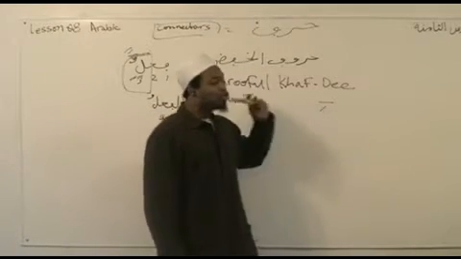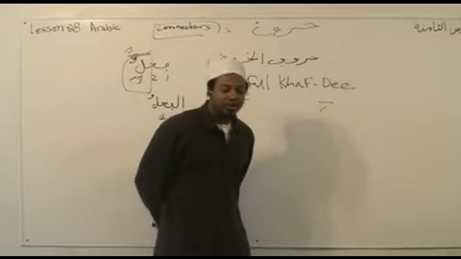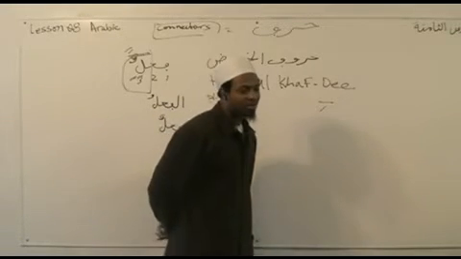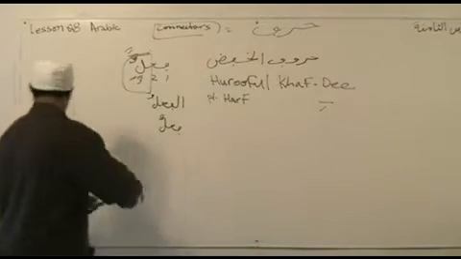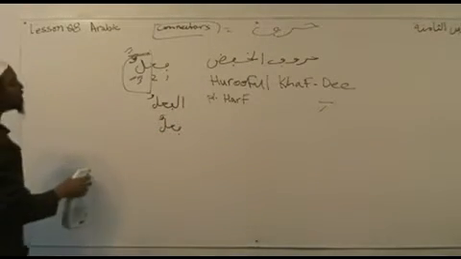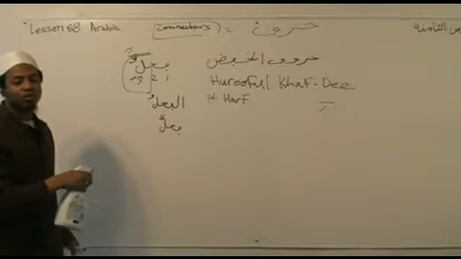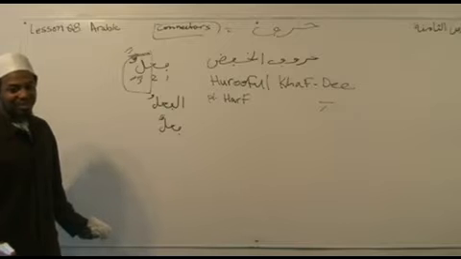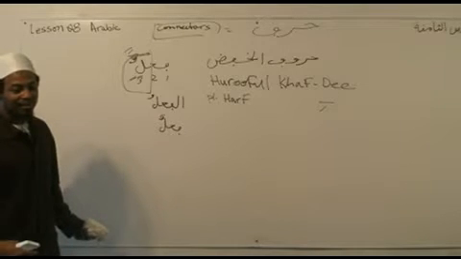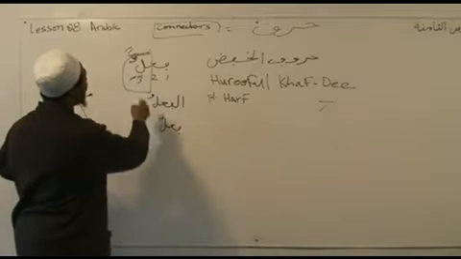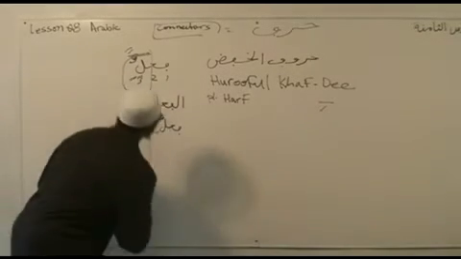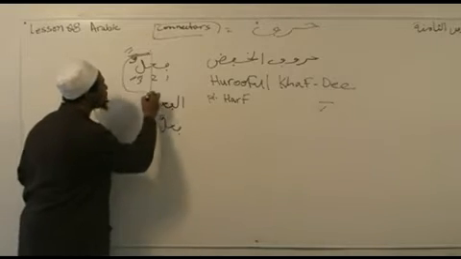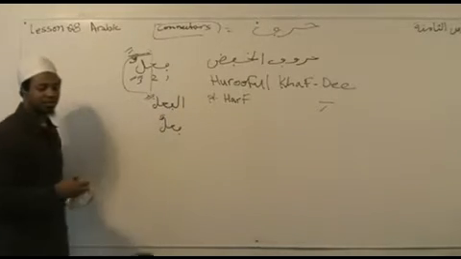Now, you will see a connector in front of what? An ismun. So let's look at what these are and what's going to happen if you put it in front of an ismun. What's going to happen to that ismun? It's the rule of the harf. What's going to happen to the end of the word? Change it from what to what? It's going to change it from Dhamma and make it into a Kasra.